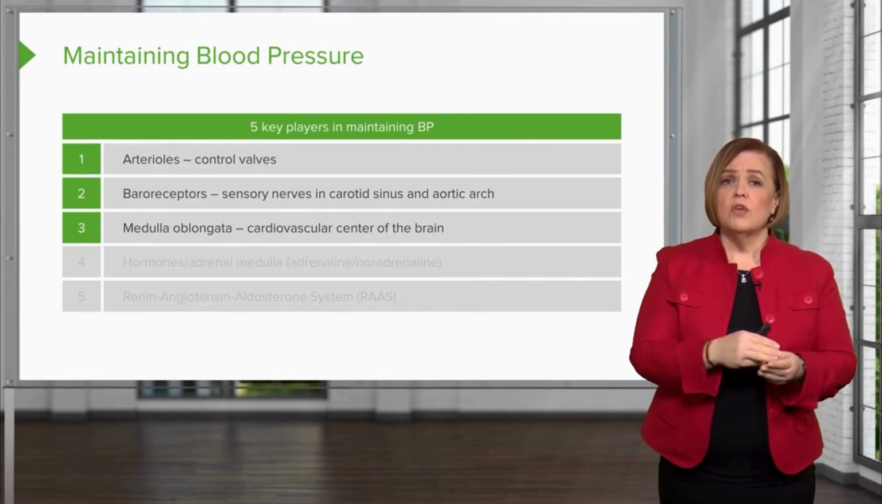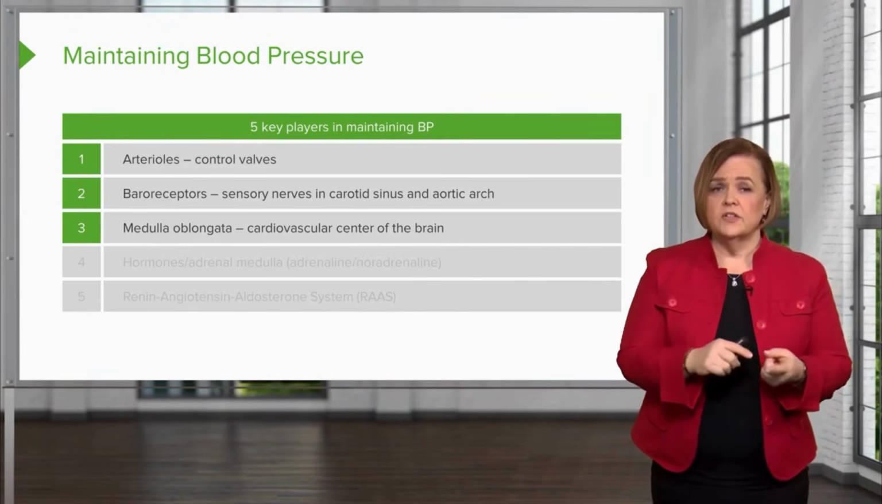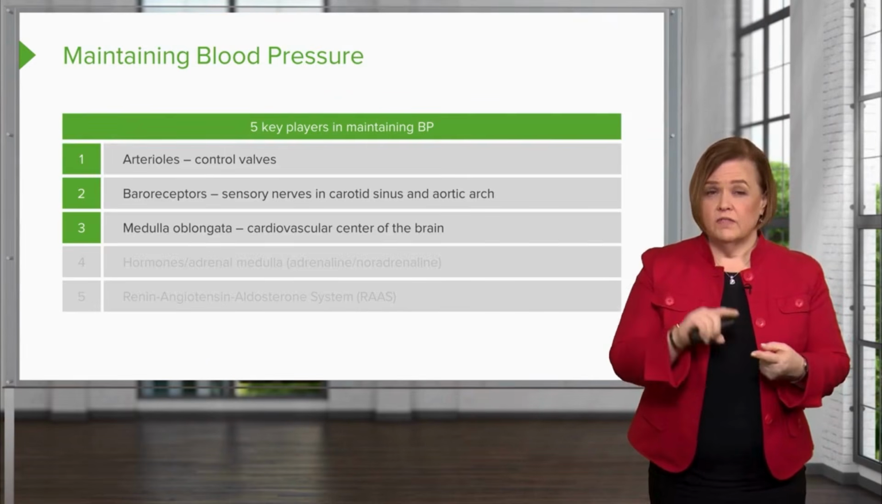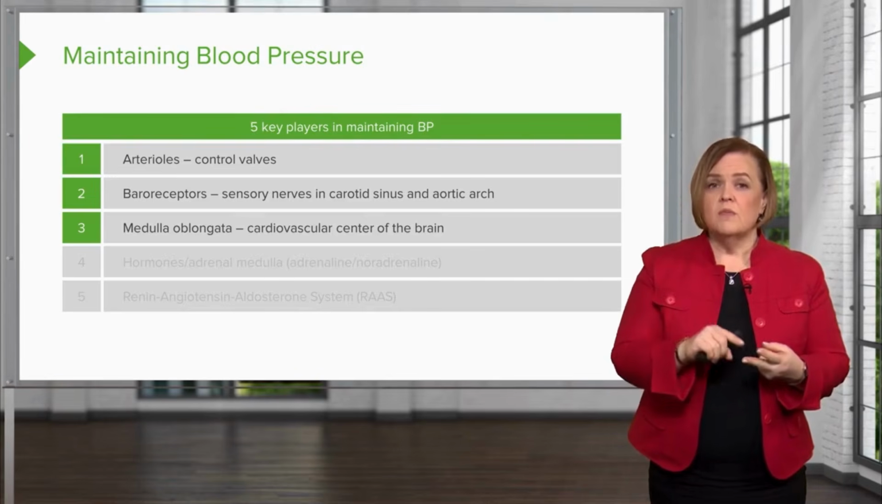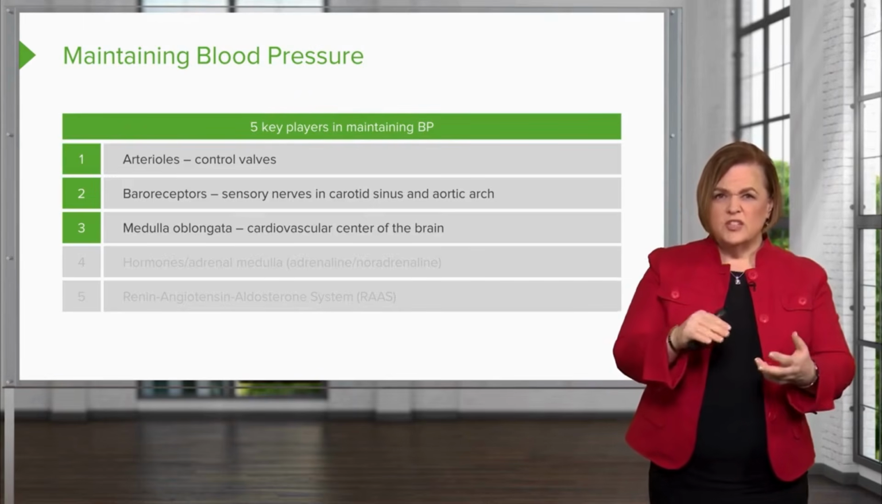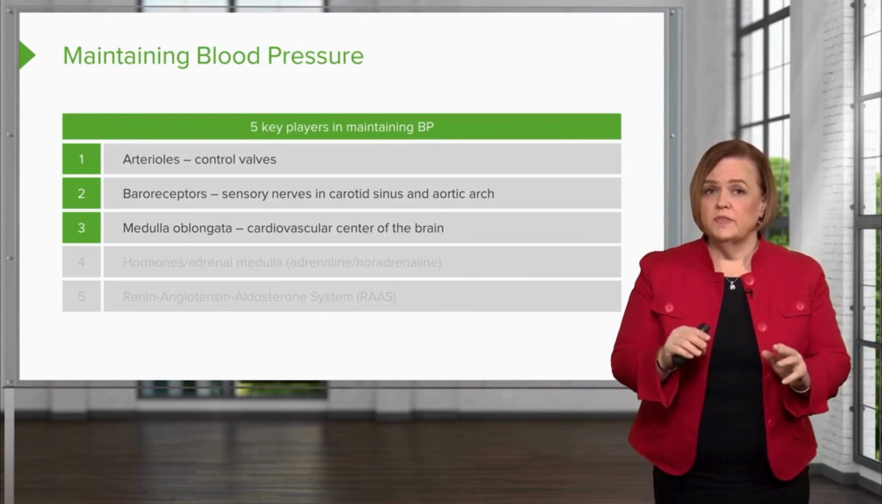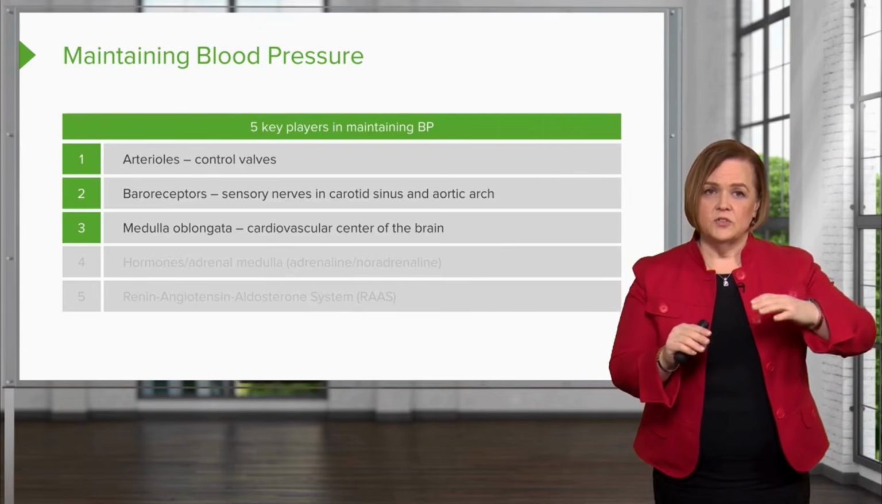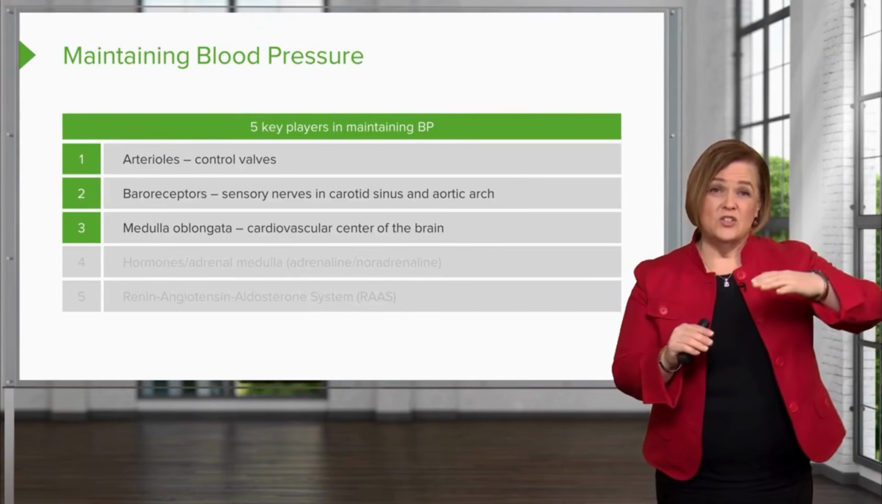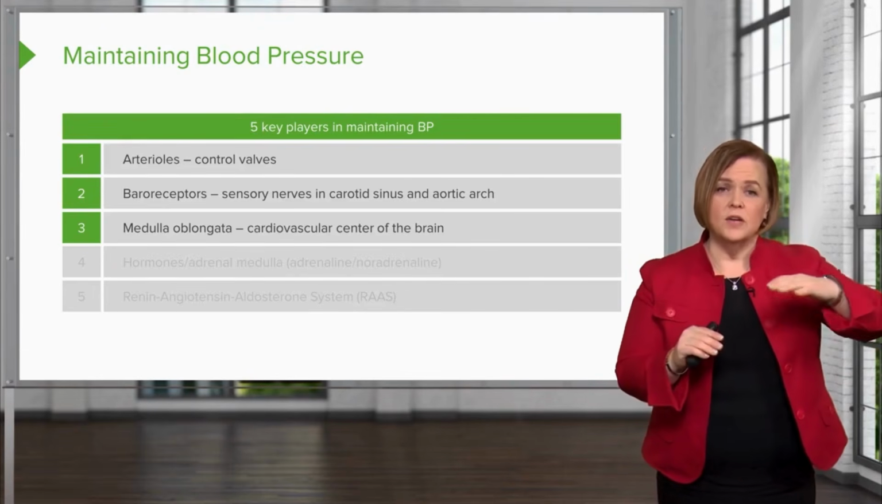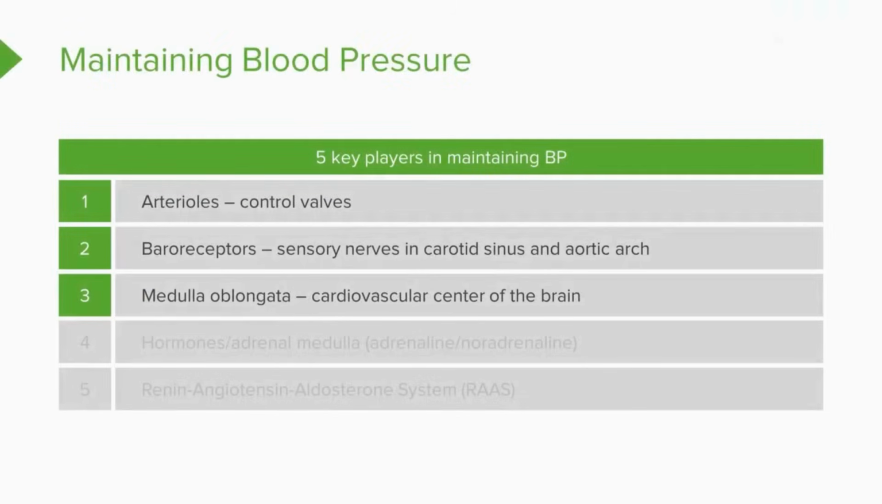So we've hit 3 of the 5 key players. The arterioles, they have the major control valves. The baroreceptors, they're those sensory nerves in the carotid sinus and the aortic arch. Remember, what's cool about them is they can reset. They start to realize that we can change that alarm level in the body in regards to blood pressure. And the medulla oblongata, the cardiovascular center of the brain.